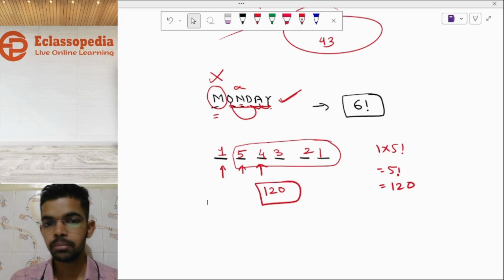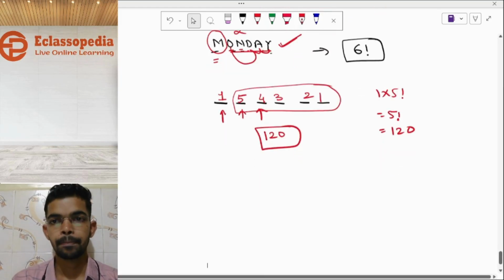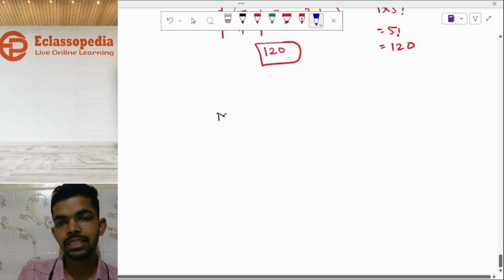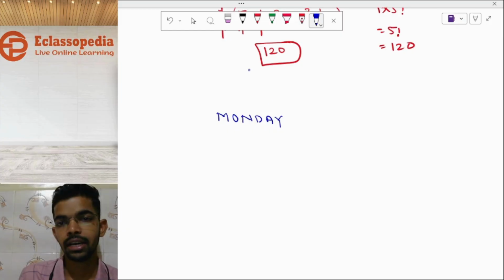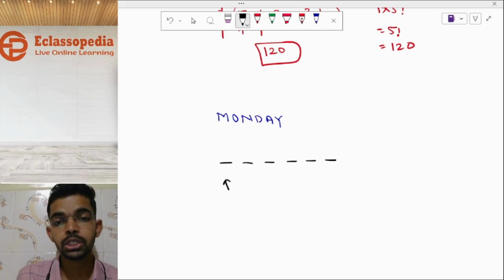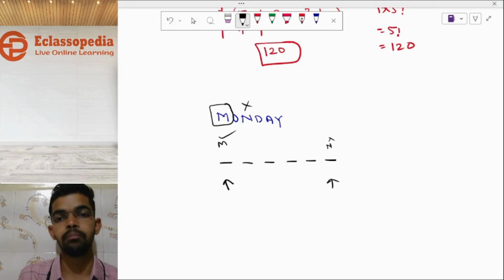Let's take the last example and then we will stop. Last example is that consider the same word Monday, and if I ask you in how many ways you can arrange the letters of the word Monday, 6 letters, so 6 places, such that the word should always start with M. It will always start with M and it should not end with N. Here I don't want N here, right? N should not come here, and here there will always be M. So how many words can be formed like this?